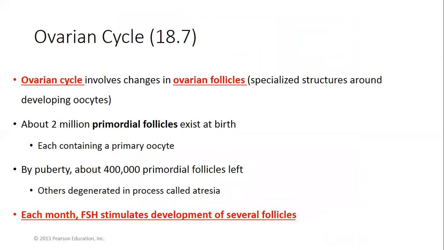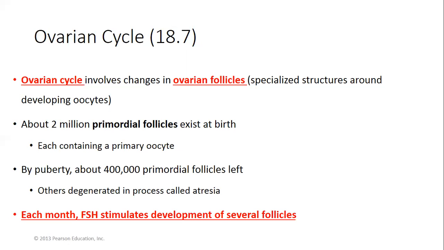The ovarian cycle involves changes in ovarian follicles. So within an ovary, a follicle is where an oocyte is encased. It's held inside a follicle to grow and mature and be protected until ovulation occurs. And ovulation is basically just the expelling of an oocyte from the mature ovarian follicle into the fallopian tube, or the uterine tube. You have at birth close to 2 million what are called primordial follicles.